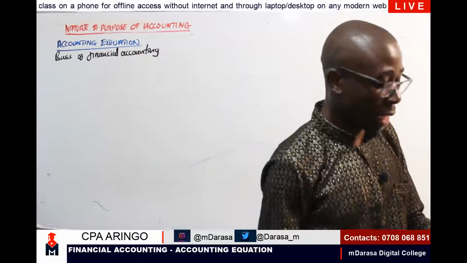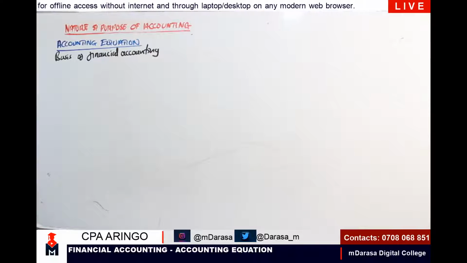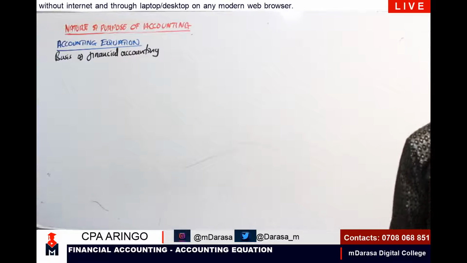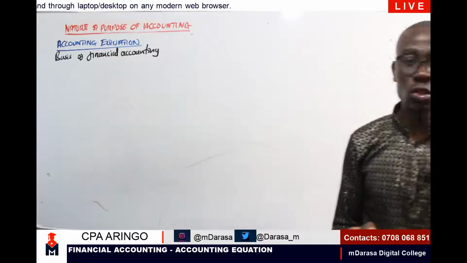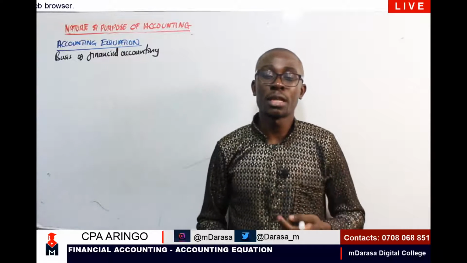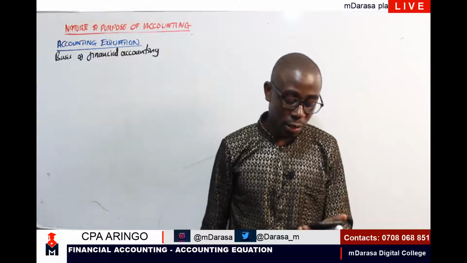Transactions are recorded using the double entry system, which we will be analyzing, whereby one transaction will always have two effects. There is an account that is going to increase, and there is an account that is going to decrease. This is what you're terming as double entry, which we are going to look at and summarize very clearly.